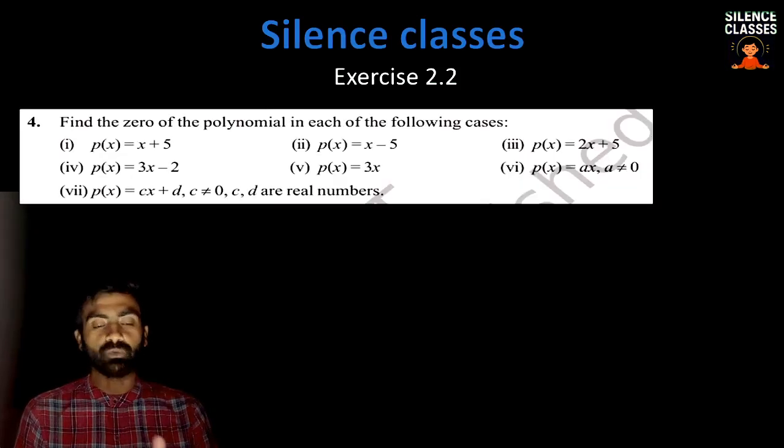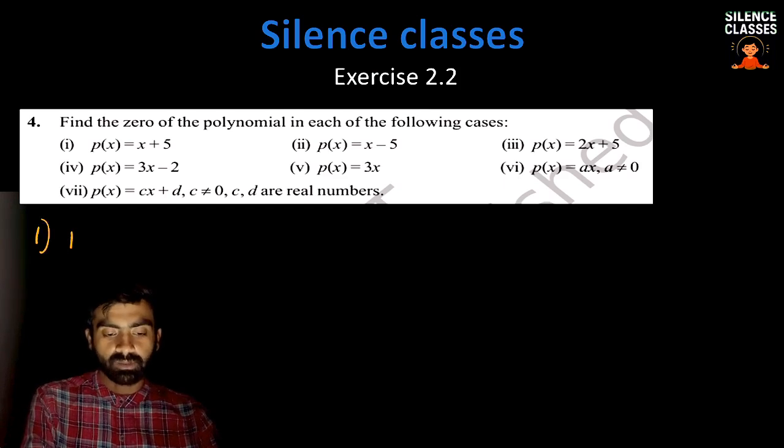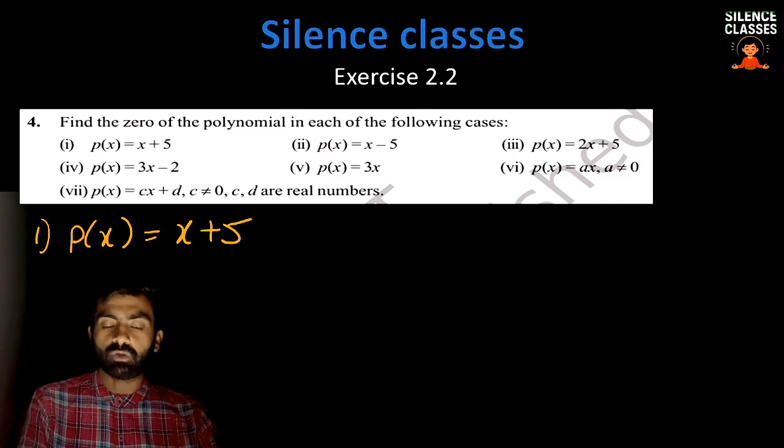Exercise 2.2, we are doing question number 4. Let's check out what the question is saying. Find the zeros of the polynomial in each of the following cases. Means we have to find out the zeros of the given polynomials. These are the polynomials given to us. Number 1, px is equal to x plus 5. 0 of the polynomial means in the place of x, what we have to put to make this particular polynomial equal to 0.